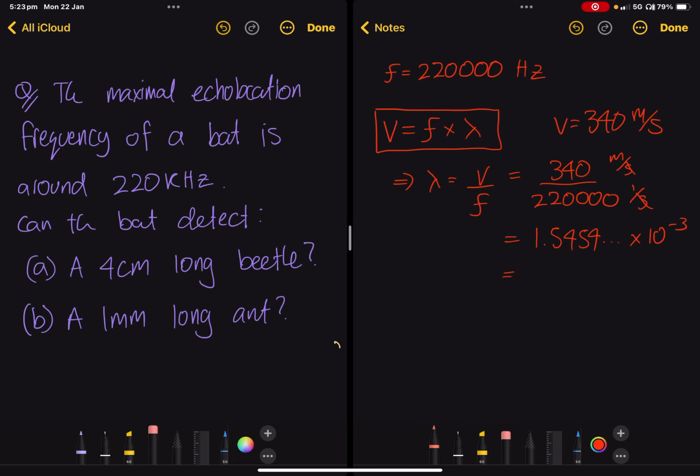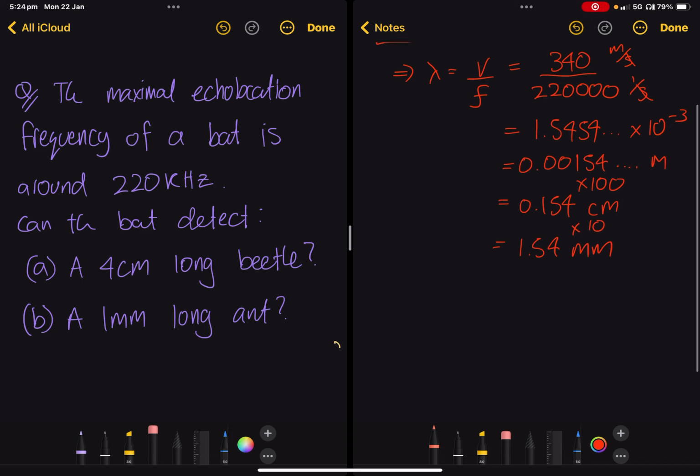Now, we could also write this as 0.00154 and so on in meters. Multiply it by 100, and this gives us 0.154 centimeters. If we multiply this by 10, we can then convert this to 1.54 millimeters.